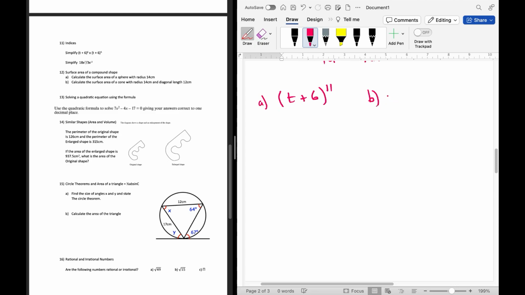And in B, we're using a division, so we're going to subtract the indices. But start with the numbers. 18 divided by 3 is 6. X, and I think, although my eyesight isn't great, that the top indice is 7, and we're taking away minus 2. So we're actually 6x to the power 7 plus 2, so 9. Question 11, done.